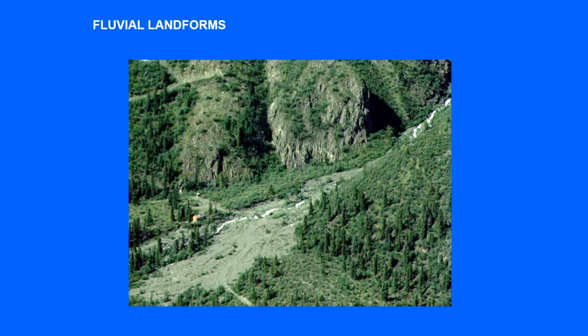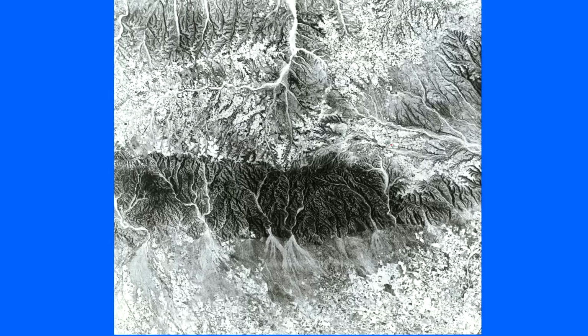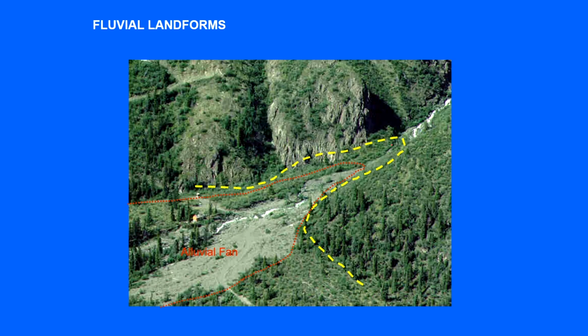So, this is another example. The proximal part will have higher hazard, the middle part will have moderate hazard, and the lower part will have lesser hazard.